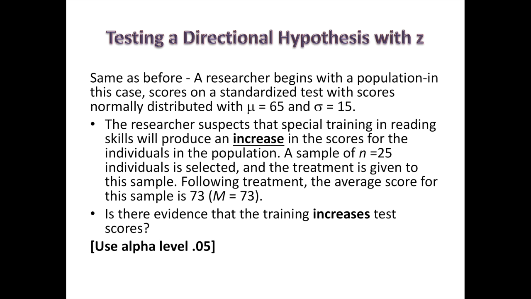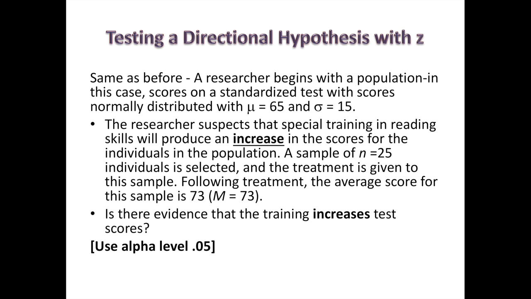Okay, so same numbers and same scenario. A researcher begins with the population, in this case scores on a standardized test, with scores normally distributed, mu of 65, standard deviation of 15. The researcher suspects that special training in reading skills will produce an increase in the scores for the individuals in the population. So you see how there's a difference there? I didn't just say we'll have an effect, we'll have a change, but now I'm actually saying which way it's going to go. So we'll have an increase in the population.